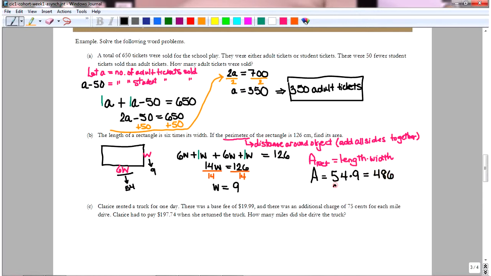Since each of those are centimeters, 54 centimeters is our length, 9 centimeters is our width. Centimeters times centimeters gives us centimeters squared. All right, and that would be our answer.